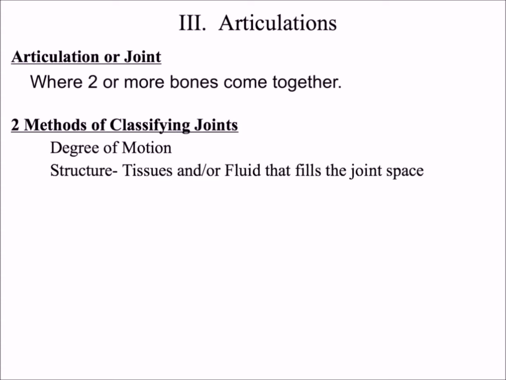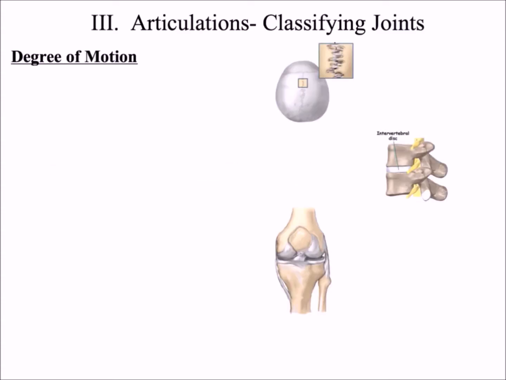To classify a joint by the degree of motion, we have to look at the amount of movement that the joint can perform. And there are three degrees of motion classifications for joints. The first one is called synarthrosis, or non-movable or immovable joints. An example of an immovable joint would be the bones of the skull.